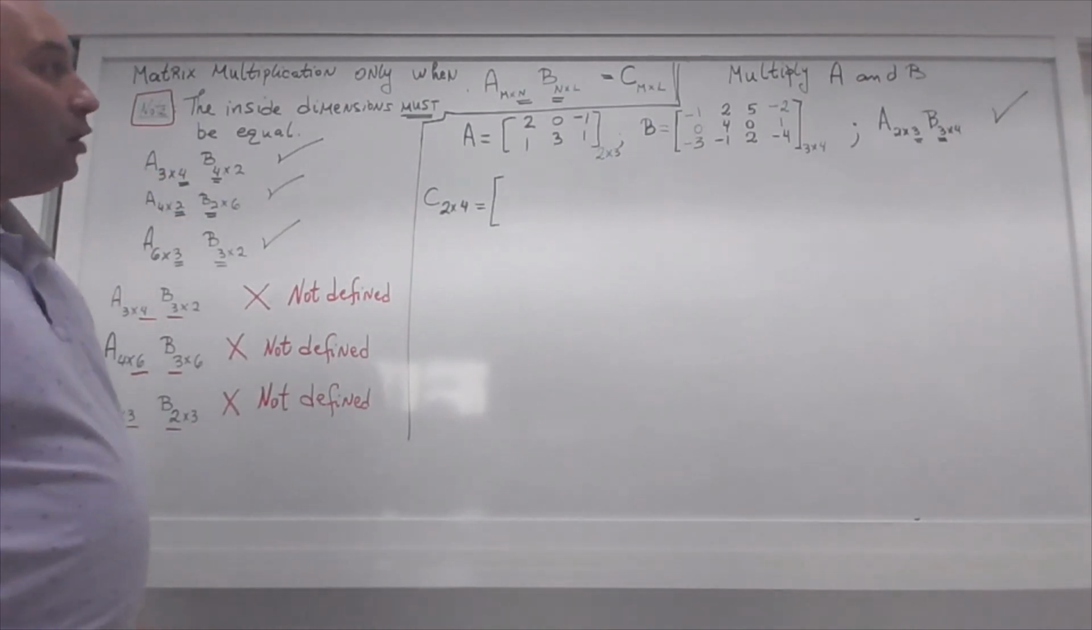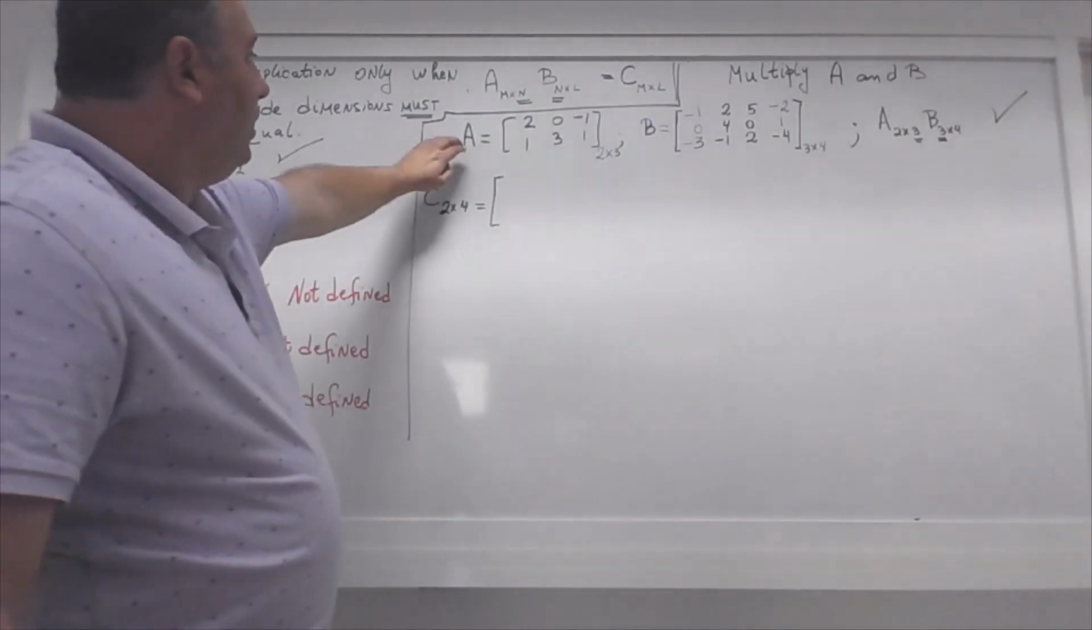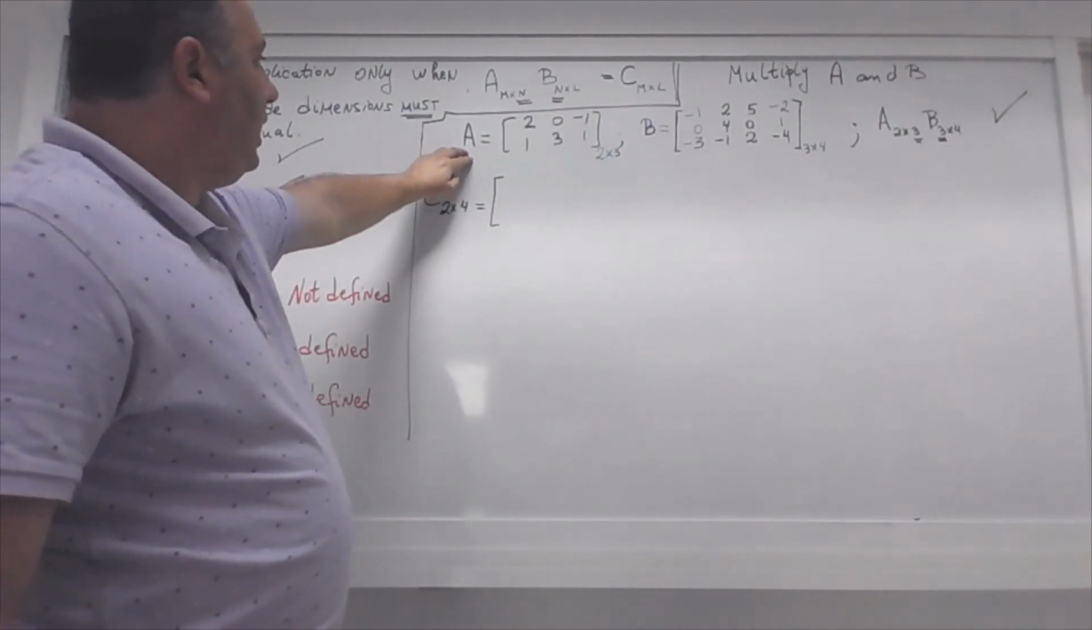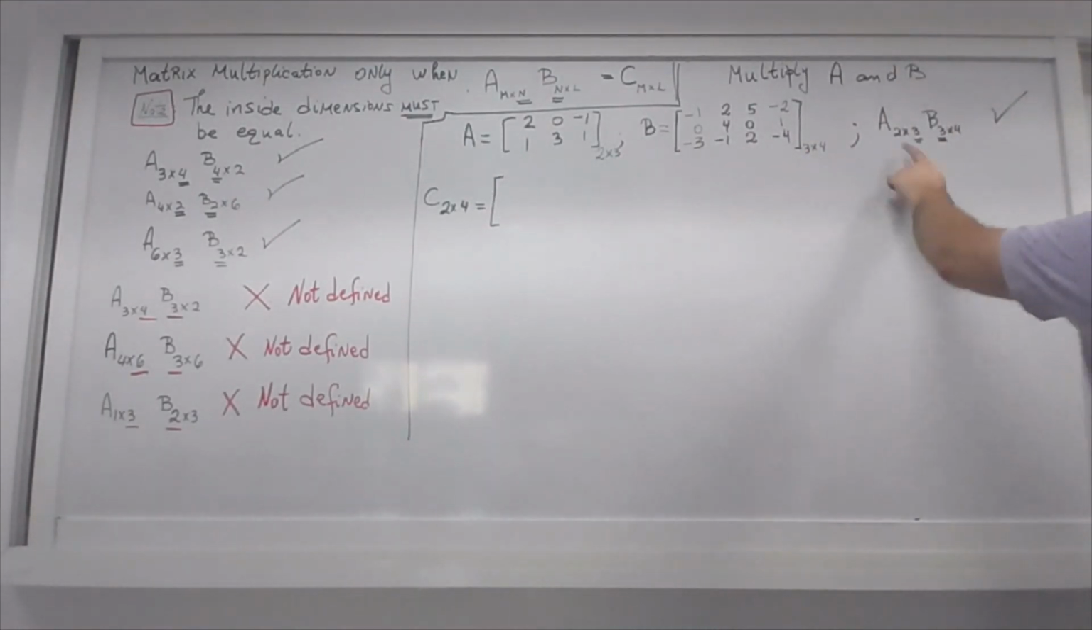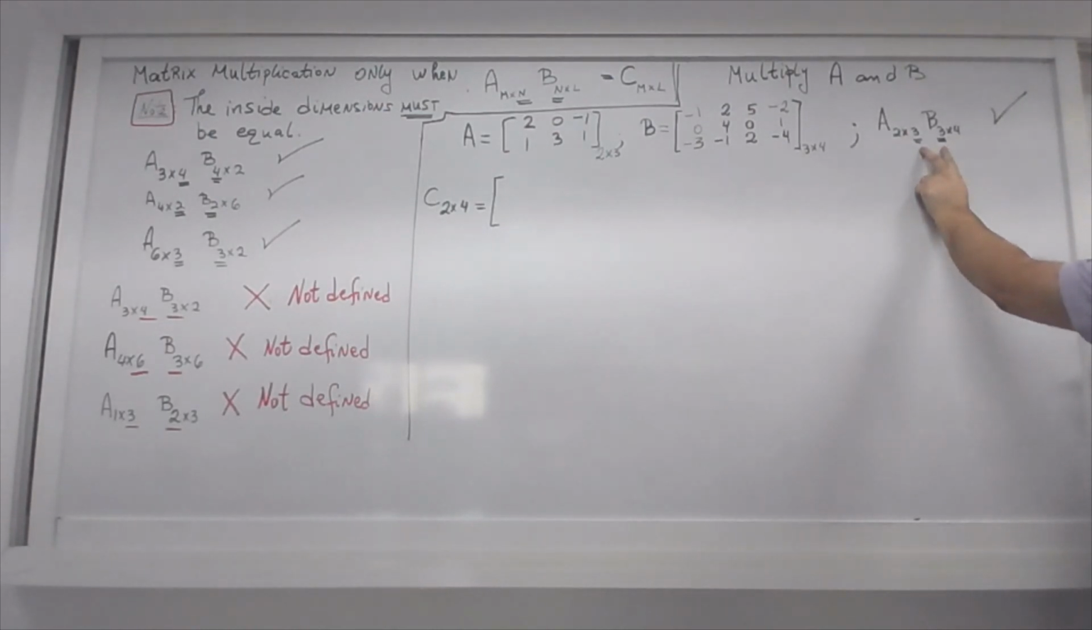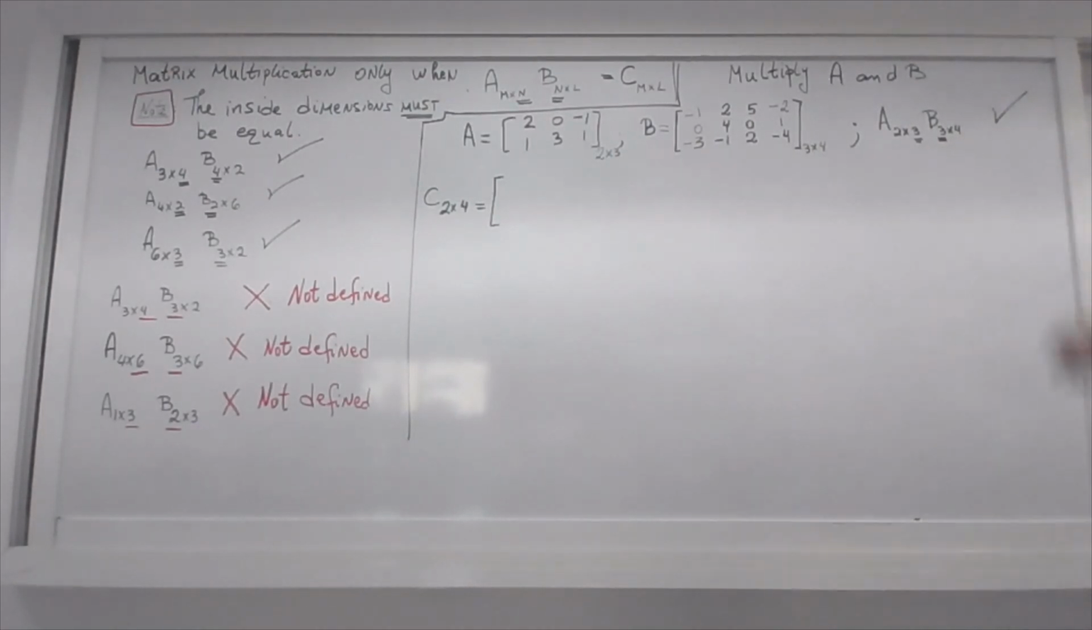So let's see how it works. I'm here with a matrix A, 2 by 3, and a matrix B, 3 by 4. I check first if the inside dimensions are equal. Yes, they are. 2 by 3 and 3 by 4, inside dimensions are equal, so I can proceed. I can do the product now. The resulting matrix C will be of size 2 by 4. So now we will learn how to do it properly.